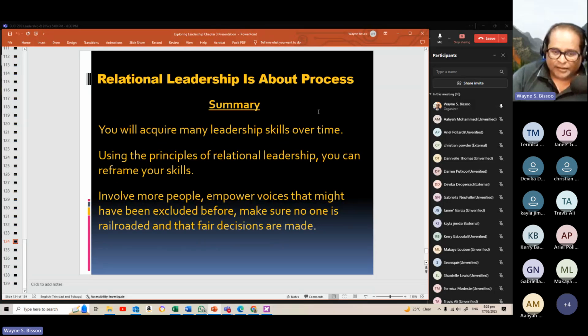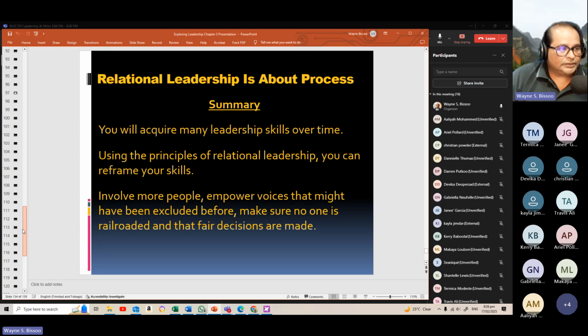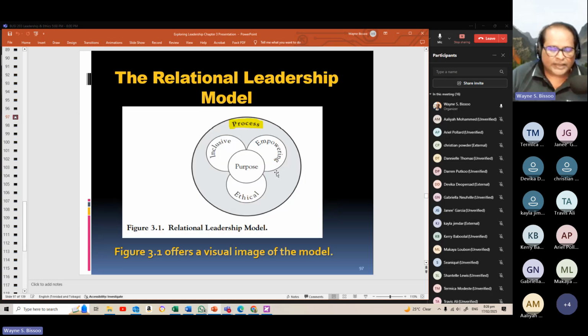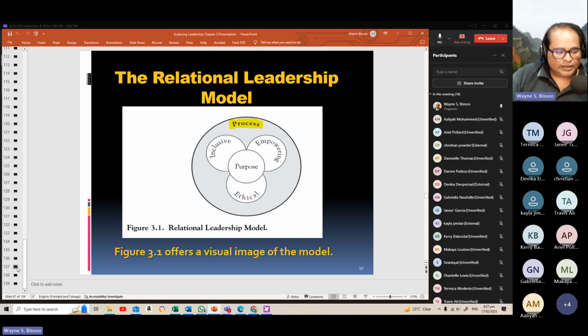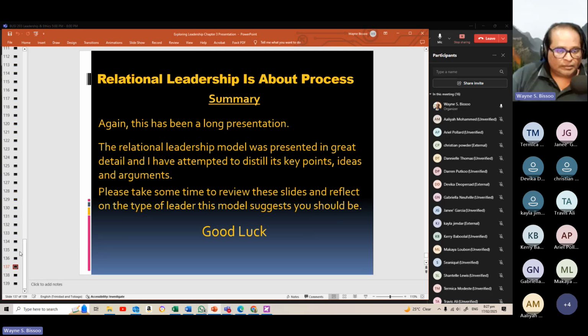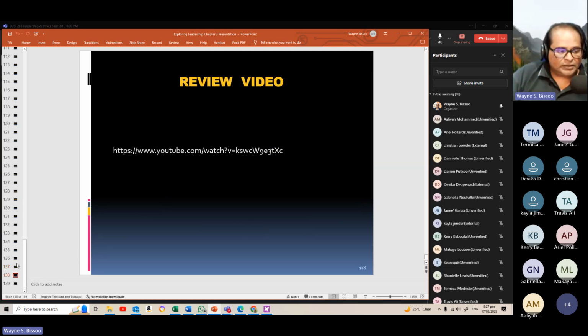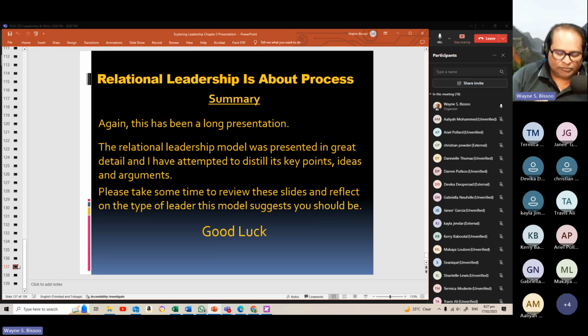Now, again, I don't need you to go and learn this or memorize it, but having these little diagrams usually would help a little bit. Pay attention to the diagrams because it kind of speaks to the whole thing. Now, there is a video that I would like to have utilized, but I don't think there's enough time for us at this point to do that. As I said here, it's another long presentation because the relational leadership model is presented in the chapter in a massive amount of detail.